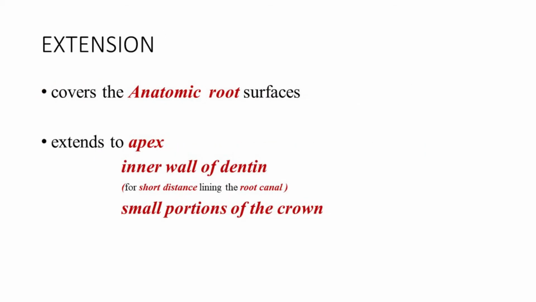And coming to the extension, the cementum covers the anatomic root surface extending till the apex. Sometimes it may extend to the inner wall of the dentin for a shorter distance lining the root canal, and sometimes a portion of the crown can also be overlapped by the cementum over the enamel.